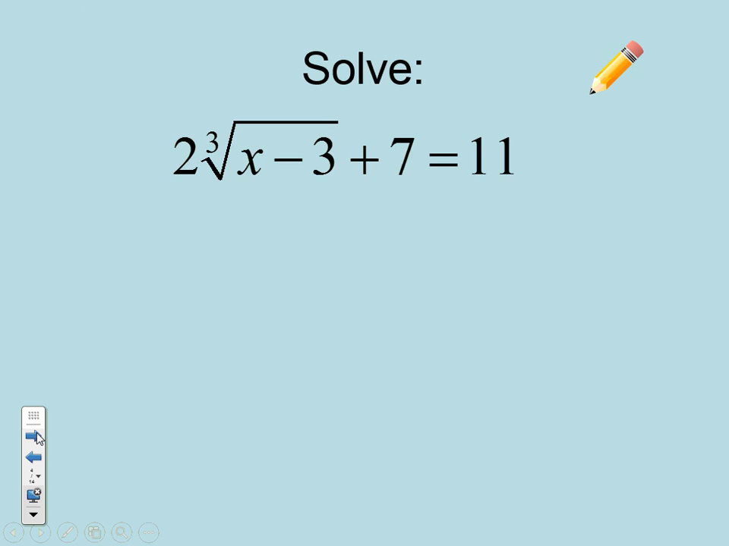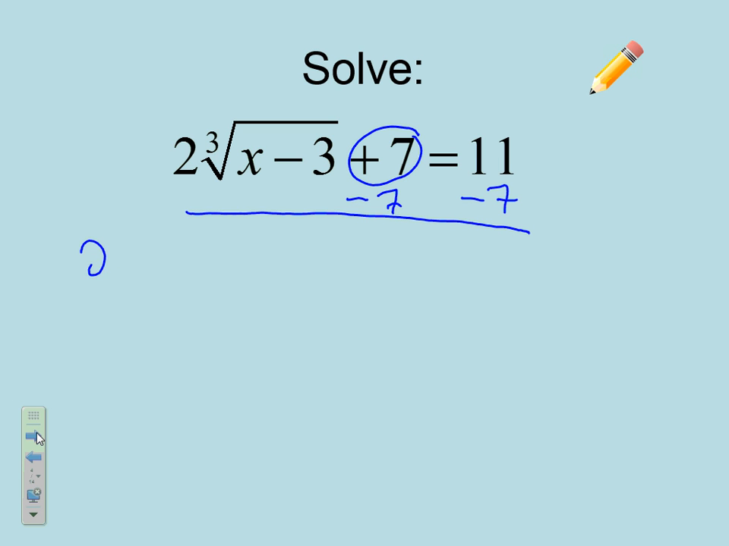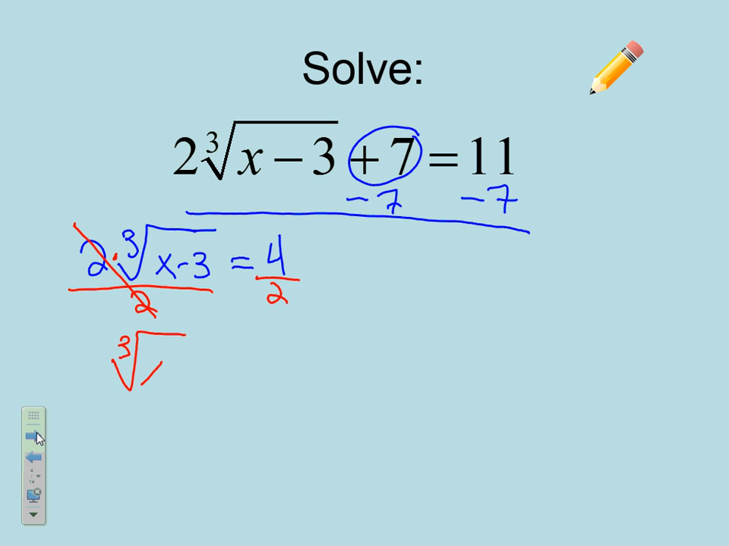Moving on to example number 2. Solve this one. First thing we have to do is get rid of this plus 7. So we're going to subtract 7 from both sides. And we're going to get 2 times the cube root of x minus 3 equals 4. Now we have to get rid of what we're multiplying right here. So we're going to get rid of this 2 by dividing both sides by 2. Here they cancel. I'm left with the cube root of x minus 3 equals 2.